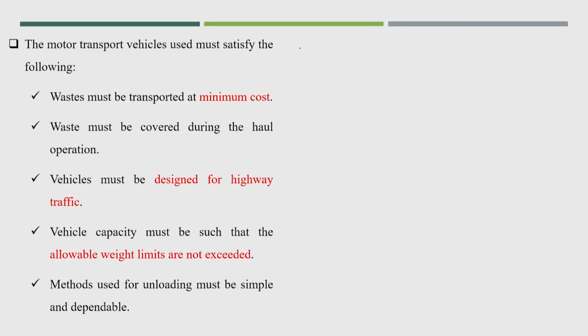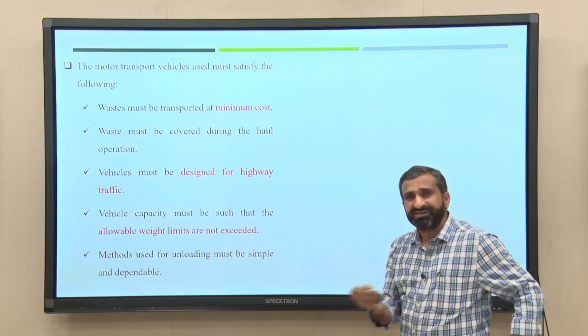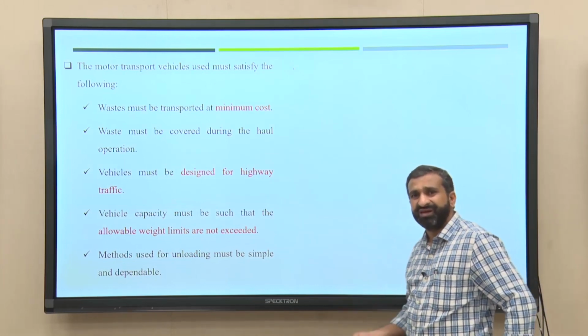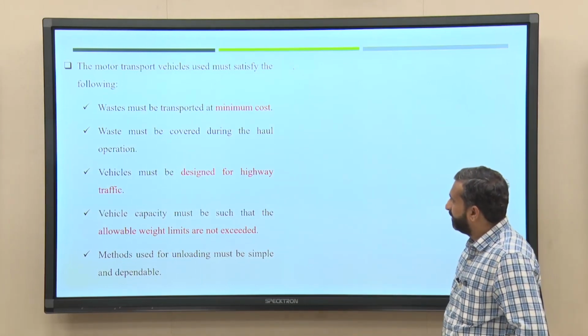So, what important issues have to be discussed or finalized before going for road transport? The first consideration is that waste must be transported at minimum cost. That is the important one, because only for that are we planning for a transfer station. If the cost of hauling waste from the transfer station to the disposal site is very high, then there will not be any benefit of having the transfer station.